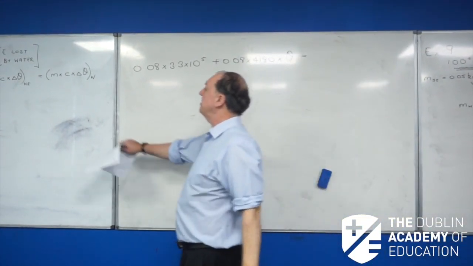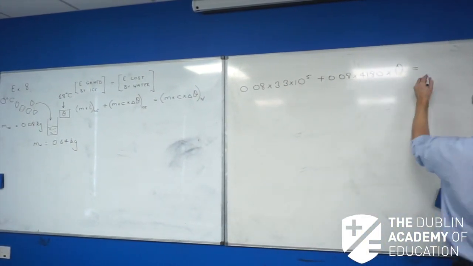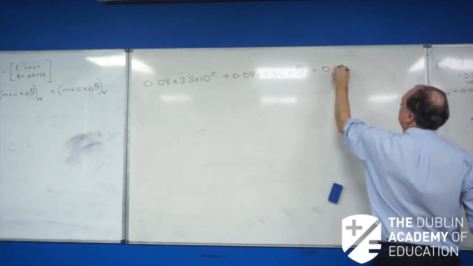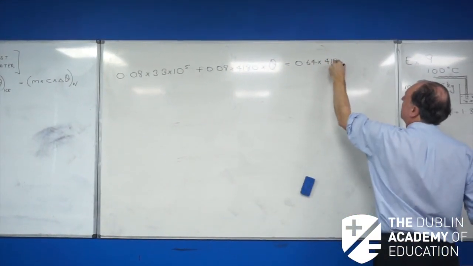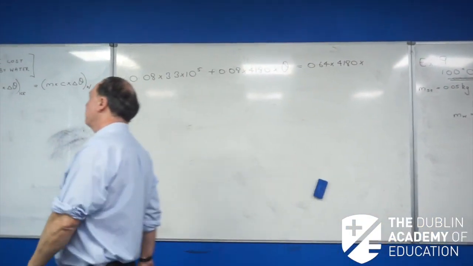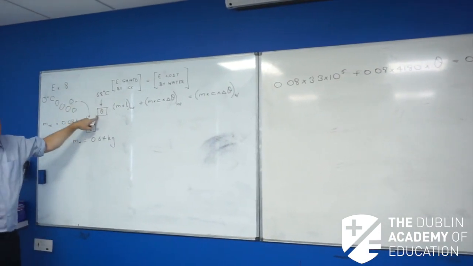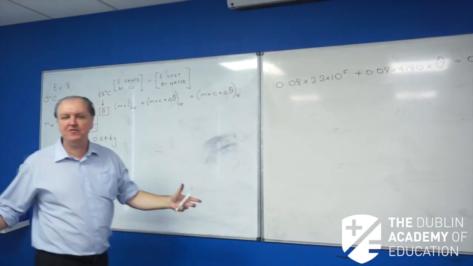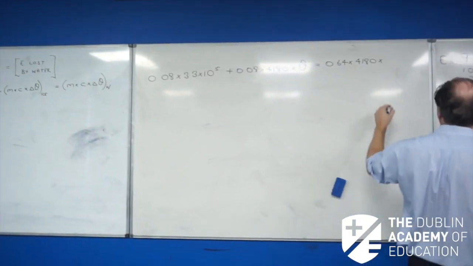On to the other side of the equation, the water. The mass of the water, 0.64. The SHC of the water, 4180. And the change in temperature of the water. The water was 68. It went down to theta. So in order to keep it positive, it is going to be 68 minus theta.